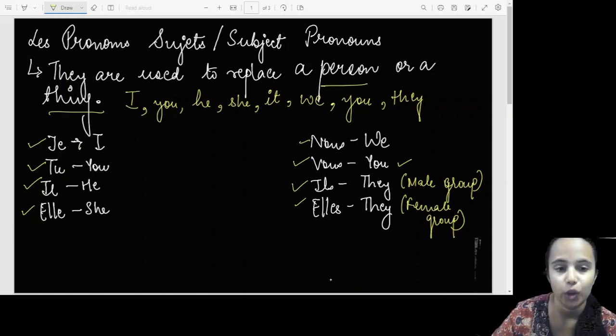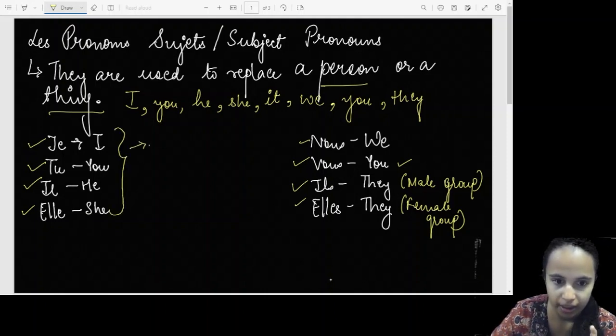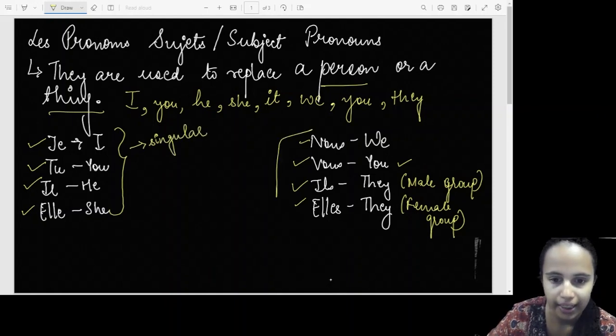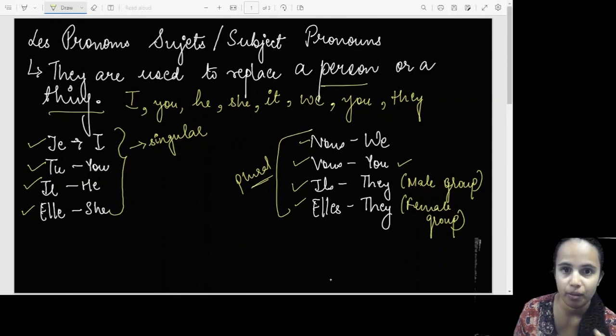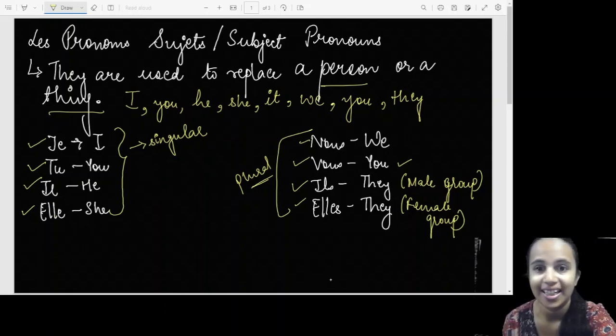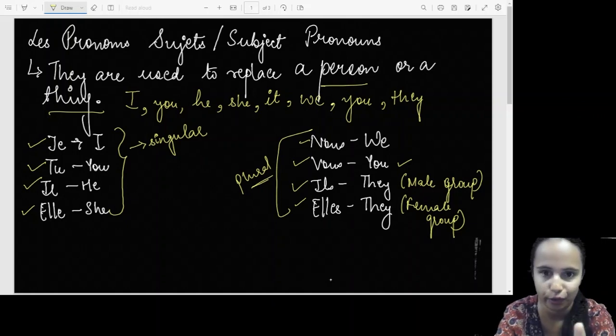Now we are going to talk about a difference between tu and vous. Before this, we should know that these are singular and these are plural. Alright, now tu is used when we are talking to the person in front of us. You are looking beautiful, you are kind, you are gentle. So there is one person involved.